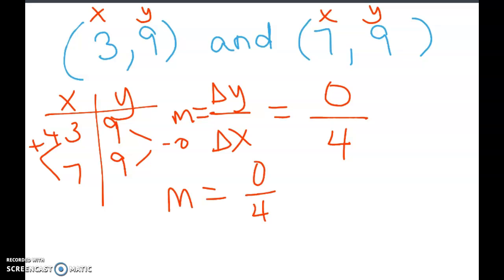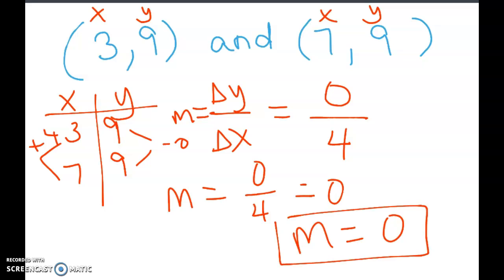But 0 divided by any number is going to be 0. So this has a slope of 0. And if this was actually on a graph, what you would want to look for is a horizontal line. Any horizontal line has a slope of 0.